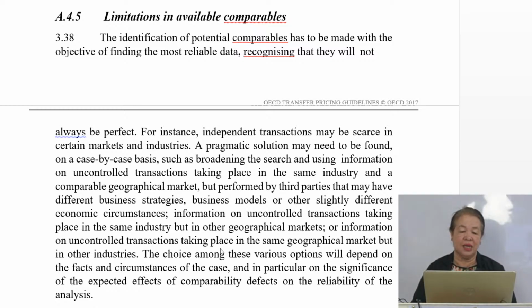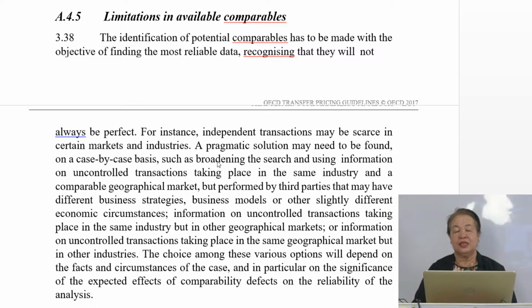Kunting pagkakaiba lang yan. Kaya nga, palagi mong sasabihin dito, depending on the facts and circumstances of the case. Pag nag-iba yung facts, nag-iba lang ng konti yung circumstances, hindi mo na pwedeng i-apply yung case. And in particular, on the significance of the expected effects of comparability defects on the reliability of the analysis.